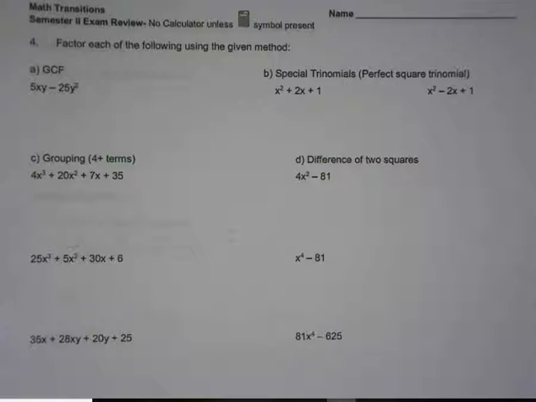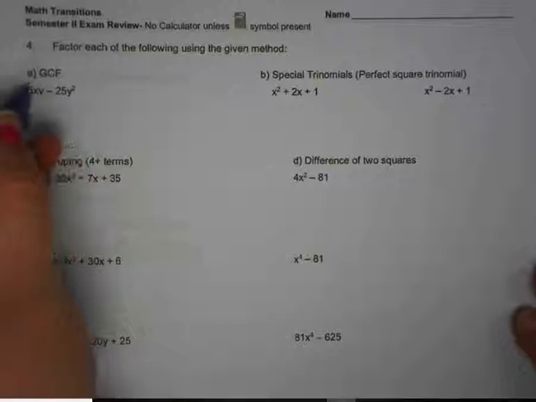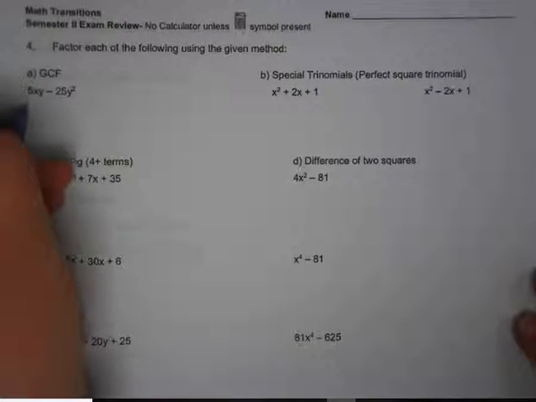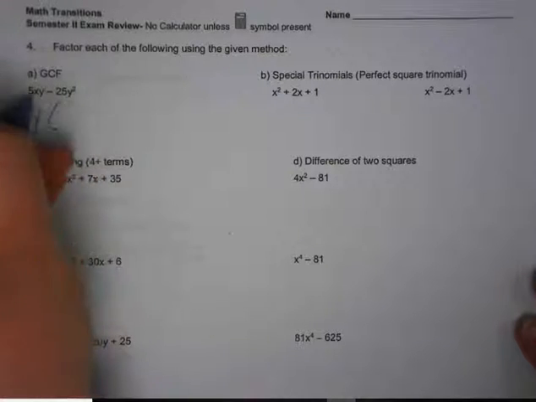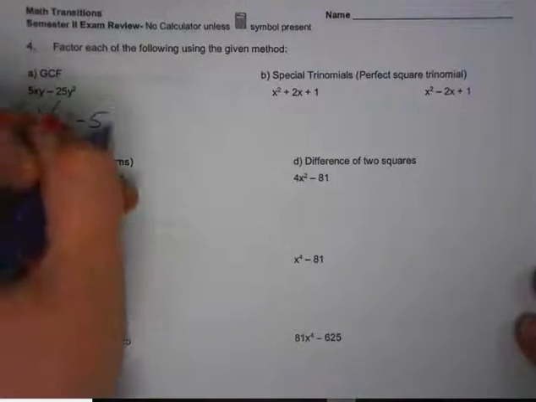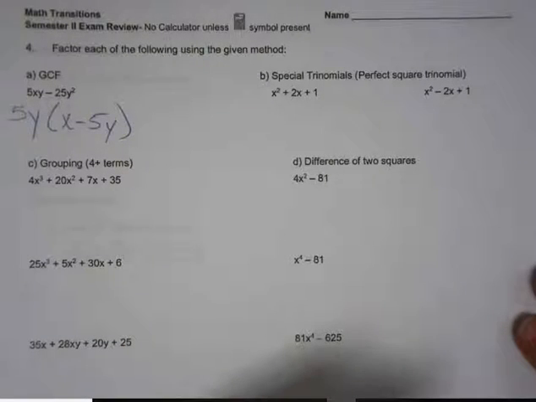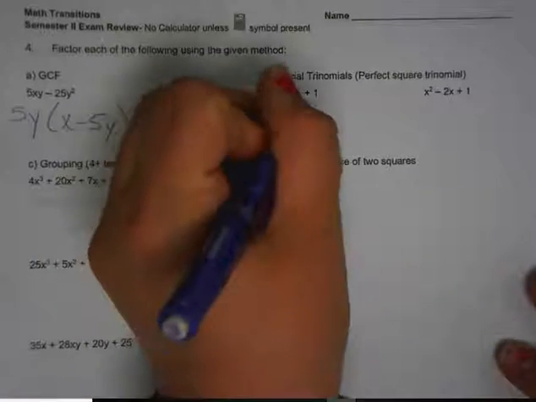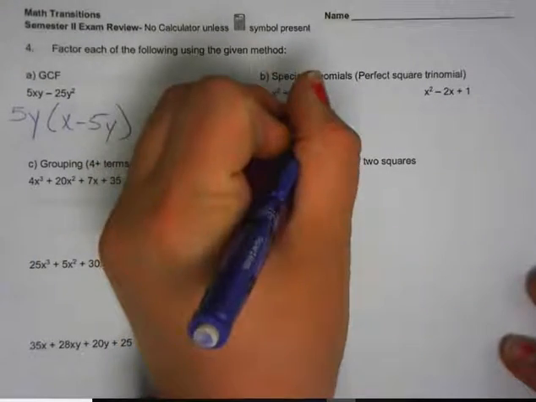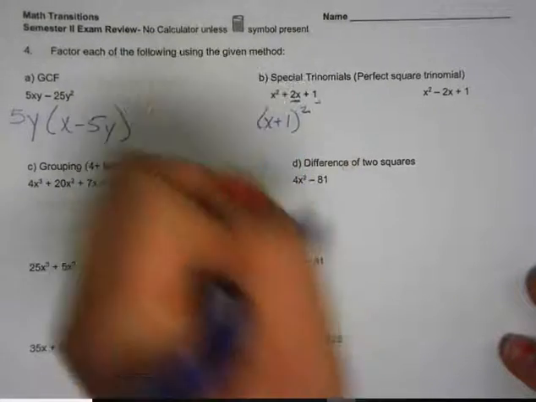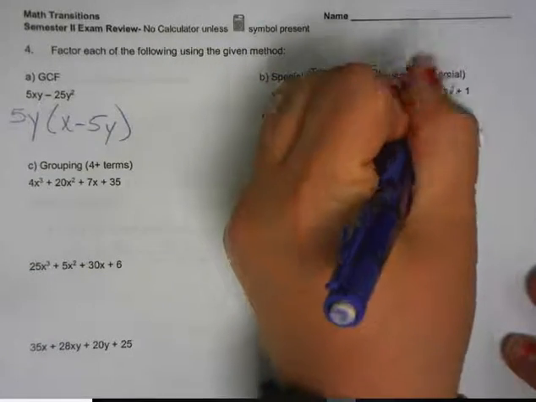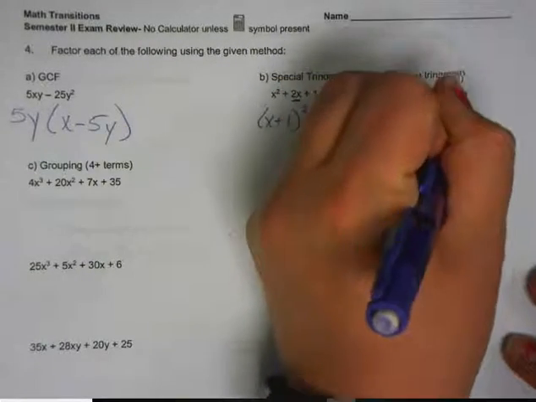Okay, so on this next one, it just wants us to factor using very specific techniques. So for A, it says greatest common factor. So we know these can both be divided by 5. They don't both have an x, but they both have a y. And we're left with x minus 5y. Okay, that's all there is to that one. Perfect square trinomials. It's pretty simple. We're just going to take half of b. So it's x plus 1 squared. Same thing for this one. It becomes x minus 1 squared.